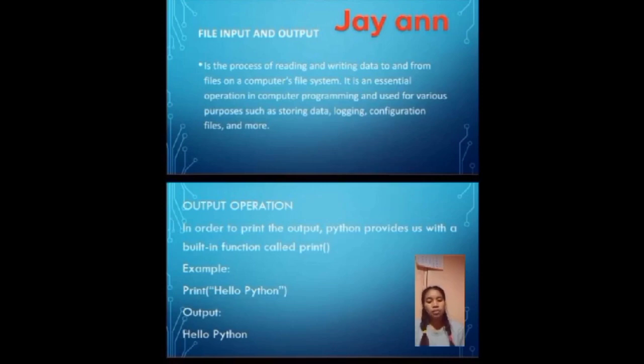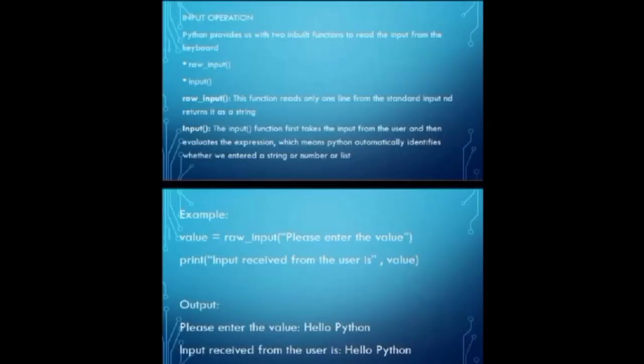So if you run the following code in Python, print("Hello Python"), the output you will see on the console will be Hello Python. The print() function can take multiple arguments separated by commas. In that case, it will display each argument separated by a space by default.